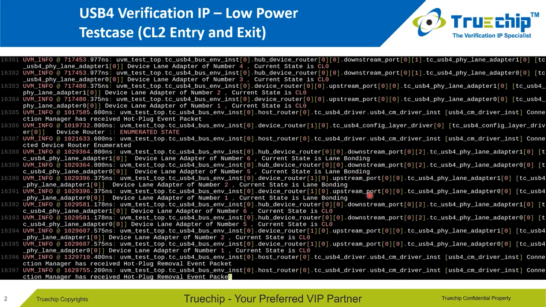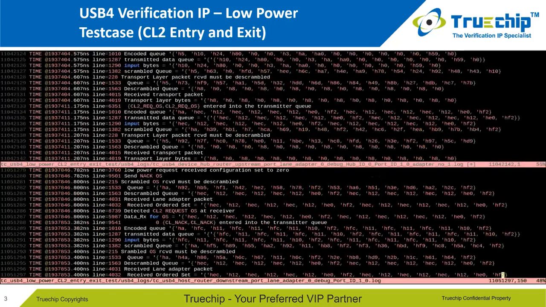For a better understanding, we shall look at how the entry and exit flow to and from the low power state takes place between the host DFP and hub UFP link. For each port, we have separate debug logs for lane 0 and lane 1 adapters. For reference, we'll be looking at the debug logs for lane adapters at both sides of the link. The upper side shows the hub lane 0 adapter logs and the lower side shows the hub downstream port adapter logs.